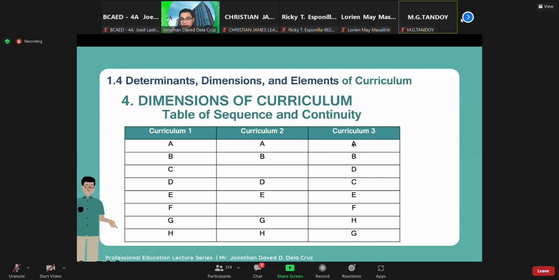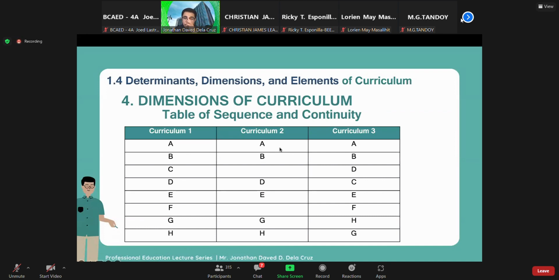Okay, very good. Sa curriculum 3, sequence ang problem. Sa curriculum 2, continuity ang problem. So ang tama lang ay si curriculum 1. Curriculum 1 has a proper sequence and proper continuity of lessons. But take note, sa delivery pa rin po magkakatalo kung paano i-deliver ng teacher yung curriculum.